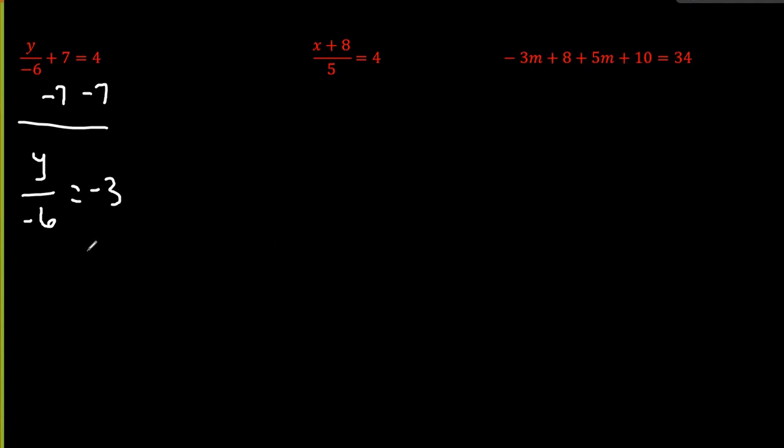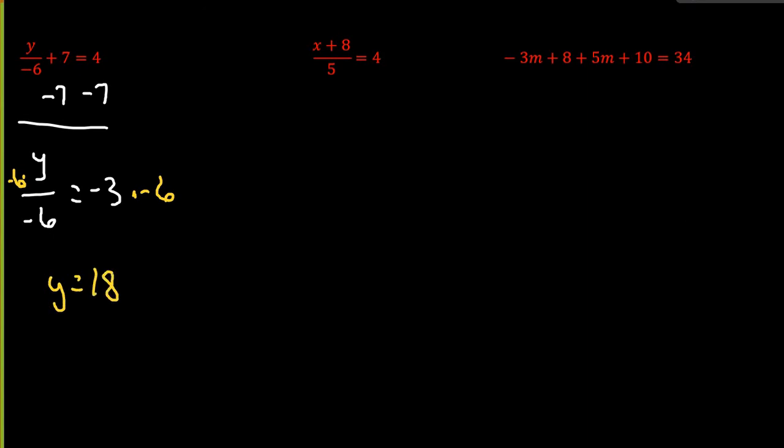The opposite or inverse of division is multiplication. So we're going to multiply both sides by negative 6, because anytime you see a fraction, you think of division. So the opposite or the inverse is multiplication, and that gives us y equals 18.